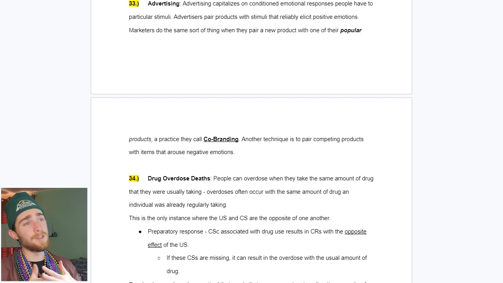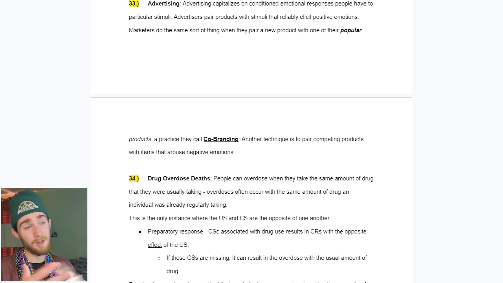Advertising capitalizes on conditioned emotional responses people have to particular stimuli. Advertisers pair products with stimuli that reliably elicit positive emotions. Marketers do the same sort of thing when they pair a new product with one of their popular products, which is a practice they call co-branding. Another technique is to pair competitors' products with items that evoke negative emotions.